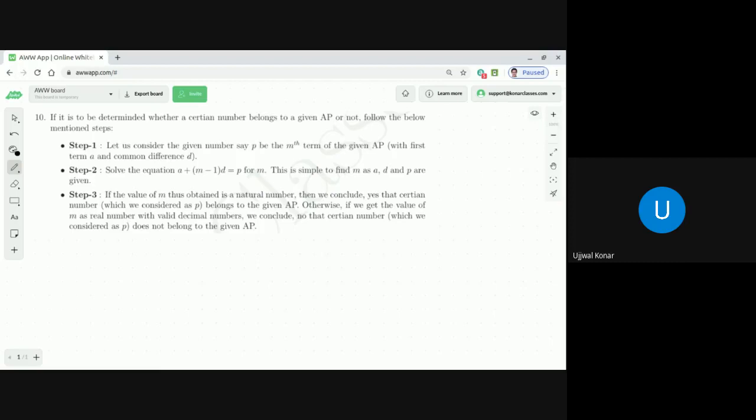Means we will solve that for m. Step one and step two, dear students, all of you are able to recall, I hope, right? And then, if the value of m obtained in step 2 is not a natural number, you can conclude no, that particular number p cannot be a term in that given arithmetic progression. Otherwise, if it is a natural number, then definitely we can say yes, it is a term in the given arithmetic progression.